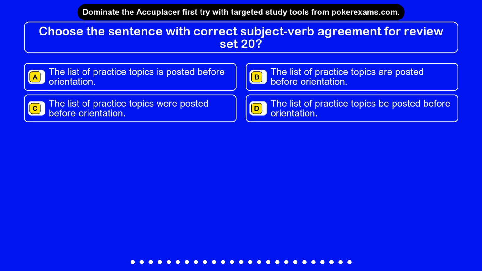Question 18. Choose the sentence with correct subject-verb agreement for review set 20. Option A. The list of practice topics is posted before orientation. Option B. The list of practice topics are posted before orientation. Option C. The list of practice topics were posted before orientation. Option D. The list of practice topics be posted before orientation.